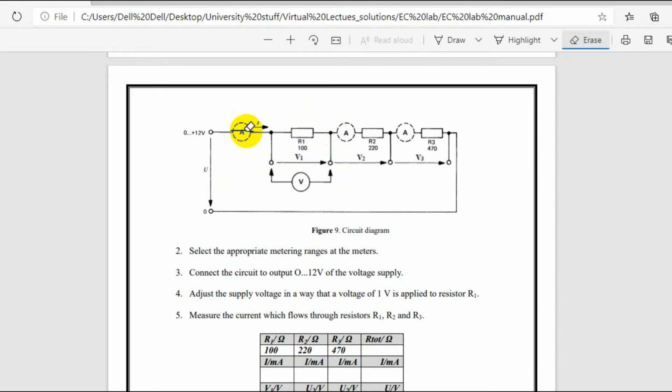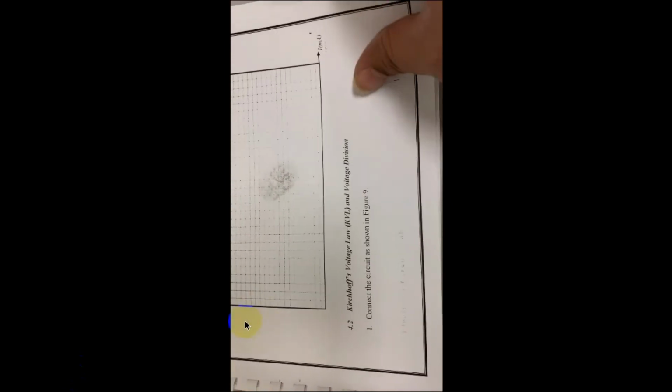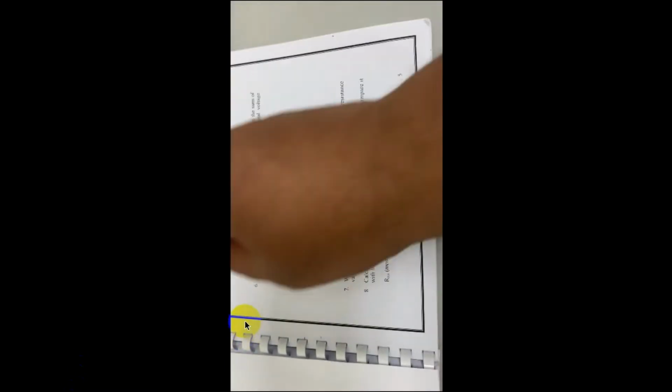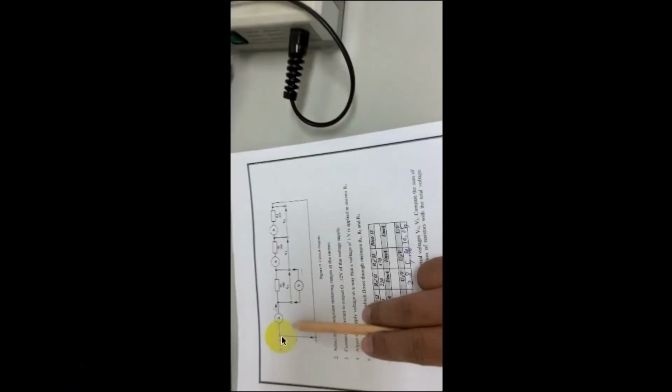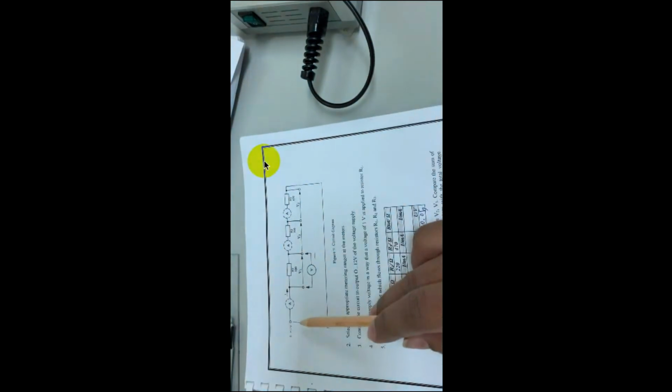It is not going. I don't know why. No problem. So now again from 0 to 12 volt, the ammeter is connected to R1, R2 and R3, and the voltmeter will connect here. So it is 100, 220 and 470, all connected in series.